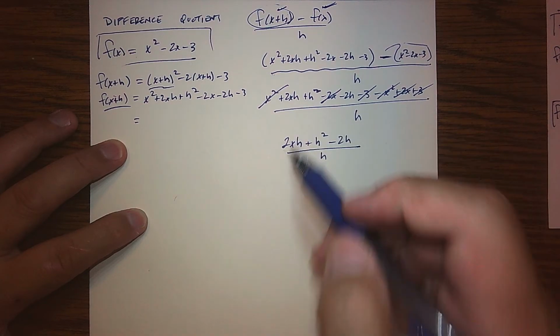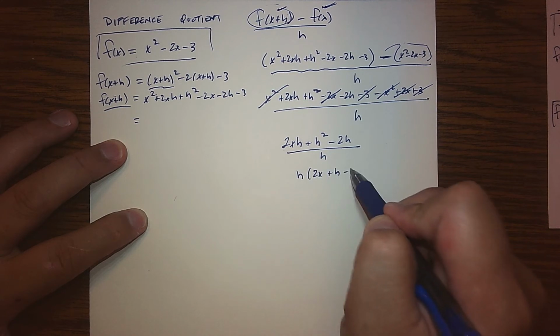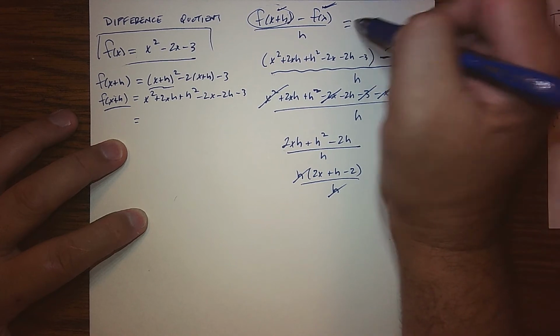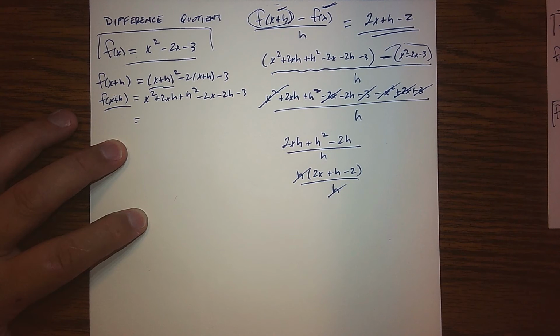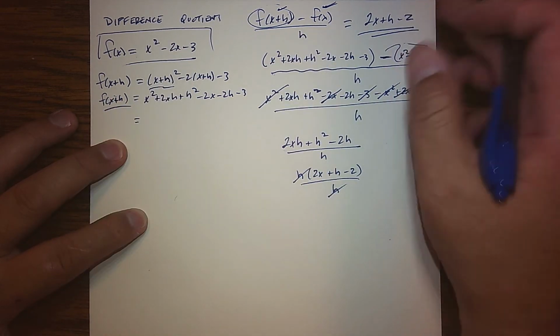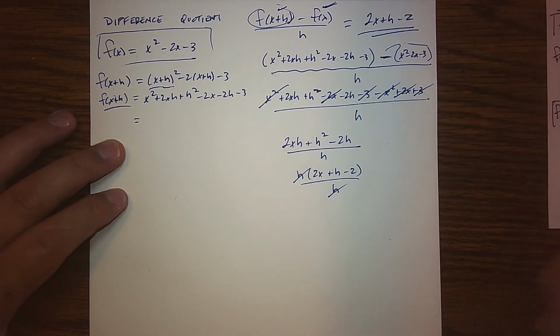Of course, upstairs there's a factor of h that's common. So I'll factor that out. That divides out with that. And so we're left with 2x plus h minus 2. And so for that function, there's what the difference quotient is equal to. So it's slightly different than the other one we just did. All right, so hopefully we're getting the mechanics.